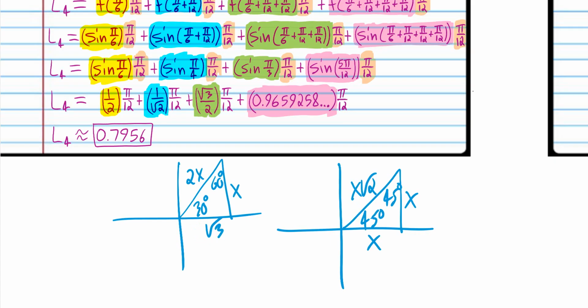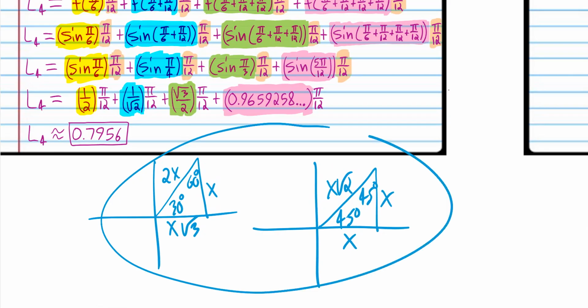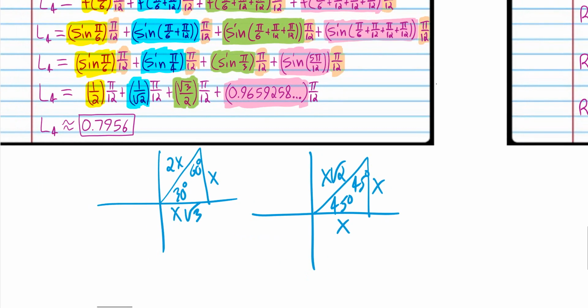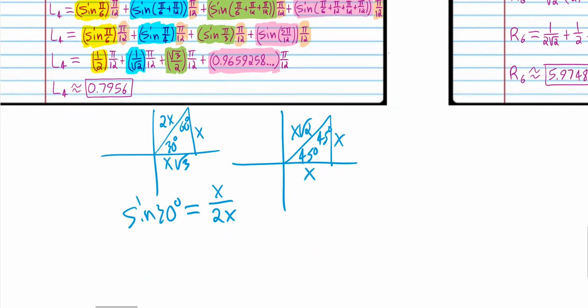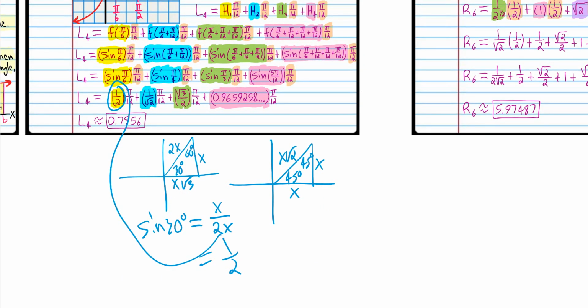So very important to understand, this is not a trigonometry course, this is a calculus course, so you need to know this. I think I reviewed this at the beginning of my course. And so sine pi over 6, that's sine 30. So sine 30 is equal to opposite over hypotenuse, which reduces to 1/2. So that's where we got 1/2 here.